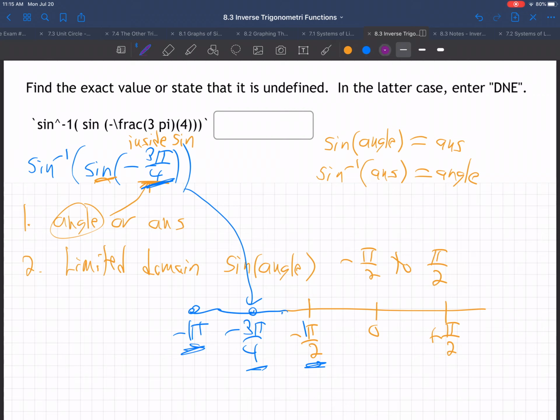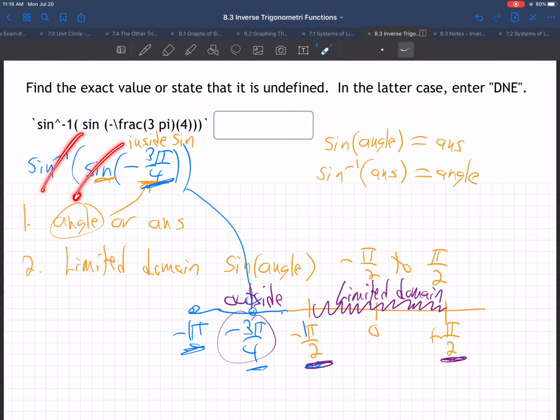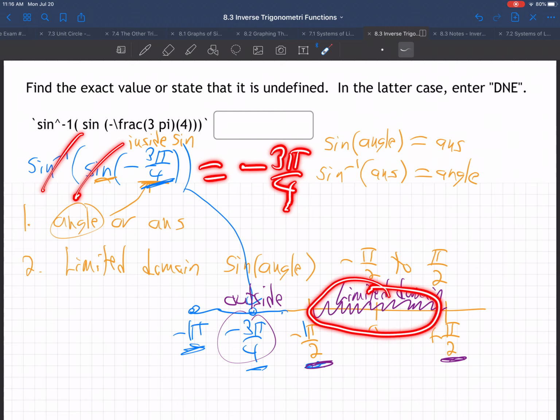So no, here's the zone, the limited domain, between negative pi over 2 and positive pi over 2. Negative 3 pi over 4 is outside of that limited domain. That means we're not allowed to just cancel and say, oh, they're inverse functions, so the answer is negative 3 pi over 4. No, we're not allowed to do that. You're only allowed to do that when it's within the limited domain. If it was some angle between negative pi over 2 and positive pi over 2, then yeah, you could just cancel and say the answer is negative 3 pi over 4.